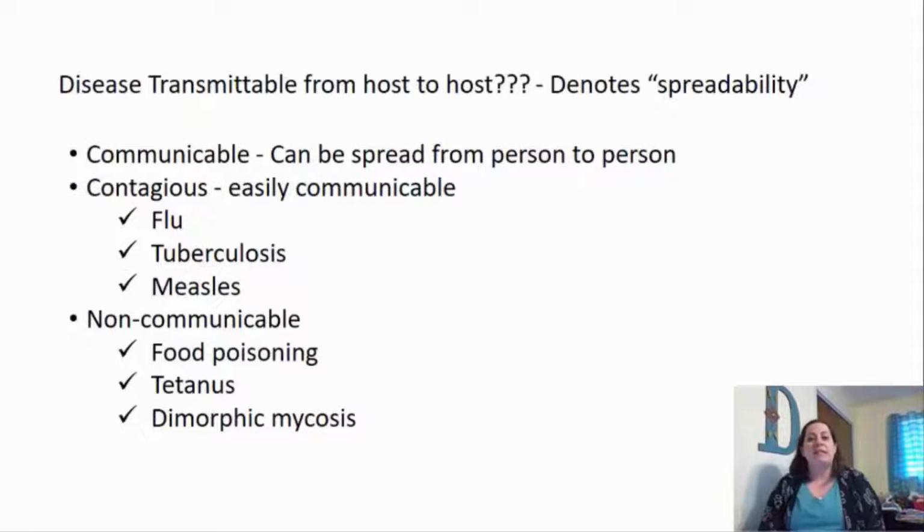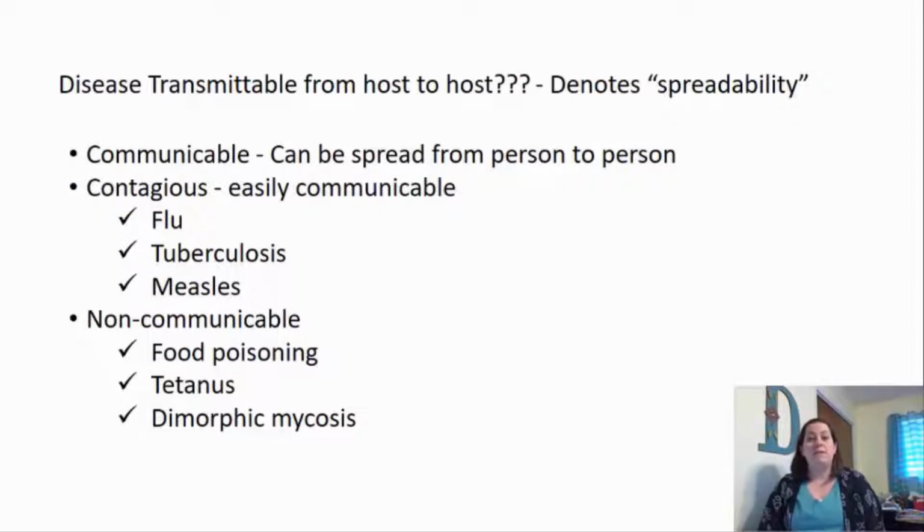Now, whether a disease is transmissible from host to host is going to tell us its spreadability. How easily can it be spread? Because if it can't be spread from person to person, it's going to be a little harder for it to be transmitted. So when we look here, one term to look at is what we call communicable. This is where it's spread from person to person. In other words, it's pretty contagious. Contagious means that it is easily spread, easily communicable.